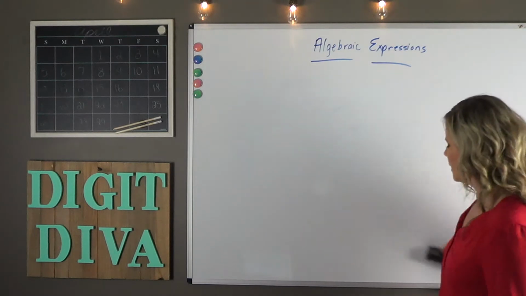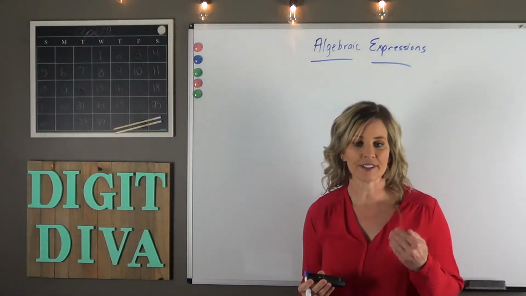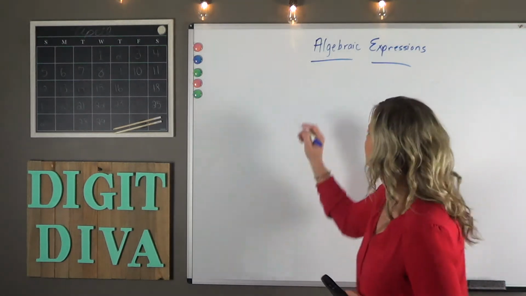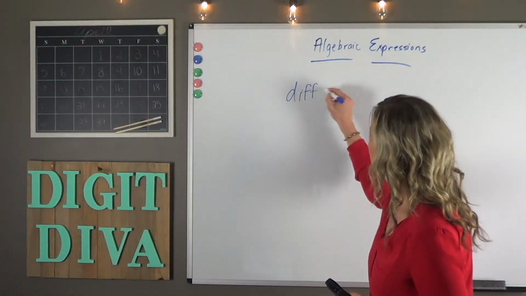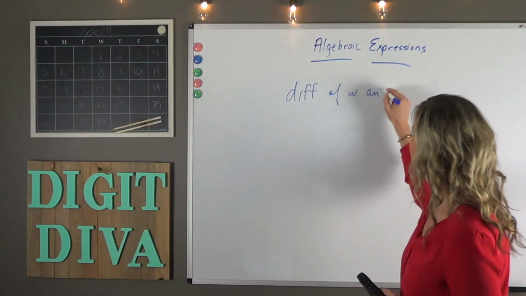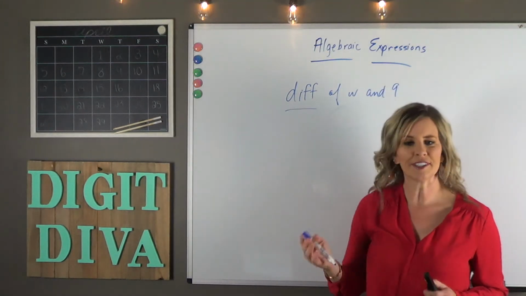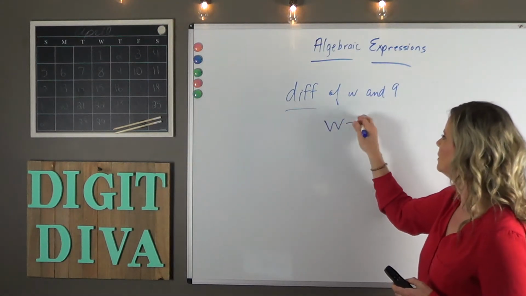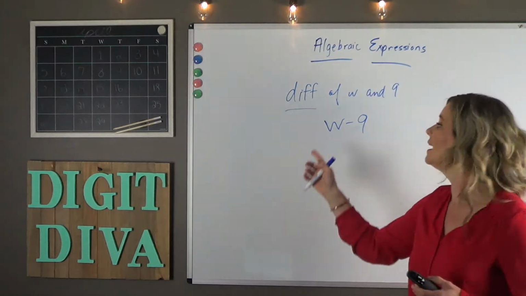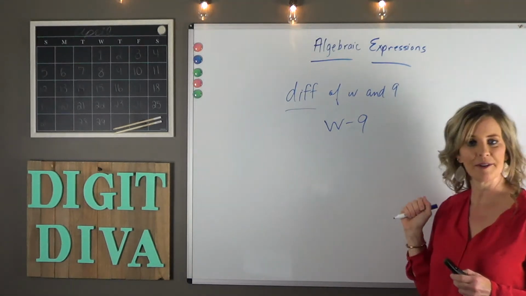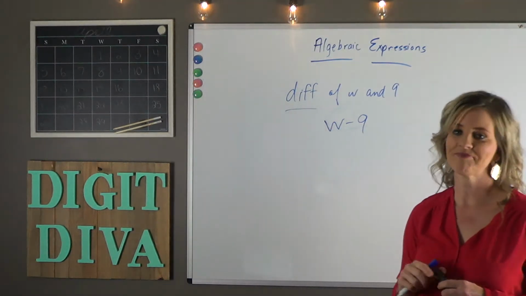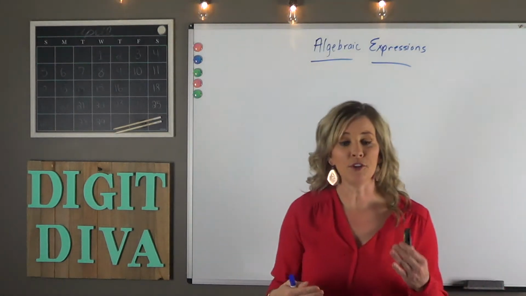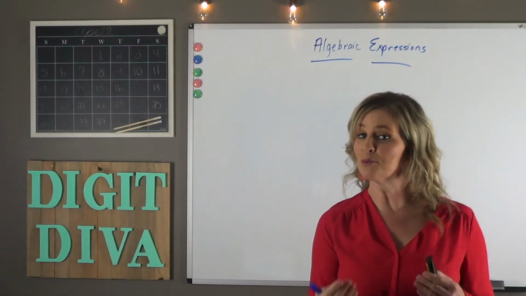And let's try one with the word difference. The difference of W and 9. The word difference means to subtract. So the difference of W and 9 would be represented algebraically as W minus 9. All right, so now, if I would give you an algebraic expression, could you write it verbally?